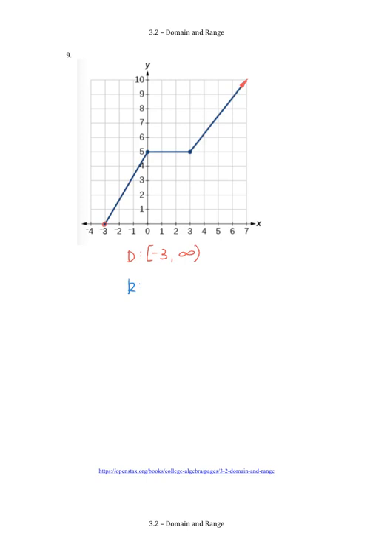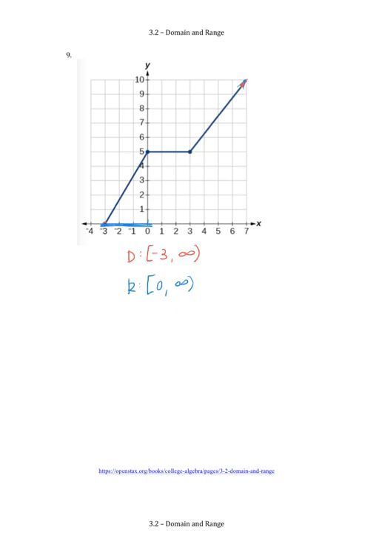Range, bottom to top. So the bottommost value, a lot of people are going to make a mistake and put -3, but that's incorrect. Remember, you're looking at the y value. Your y value is 0. So the bottommost value is 0. And then the topmost value is up here, but again, it has an arrow, so it's going up forever, so infinity.